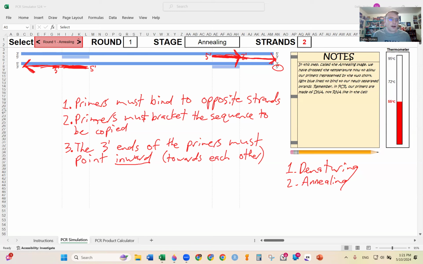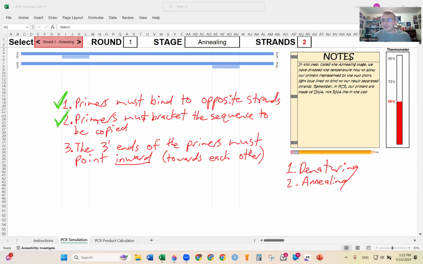Now, let's look at the pair of primers that my simulator put down. And let's see if they will work for us. These are the 3 rules. Let's see if the primers will pass all 3 rules. Do they stick to opposite strands? Yes, I've got one on the top strand and one on the bottom strand. Do the primers bracket the sequence to be copied? Yes, neither of them are sticking in the same spot. I've got one on the left and one on the right, so that passes.